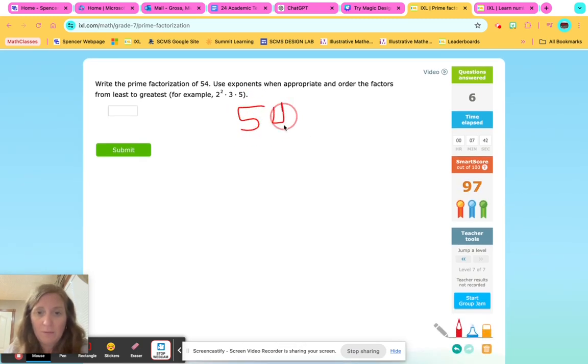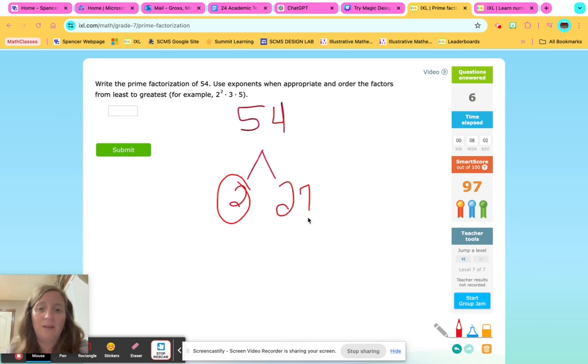54. We're going to break 54 down. We know it's even. I automatically go ahead and do the 2. It just makes it easier. 2 times 25 is 50, so this would be 2 times 27, because 2 times 2 is 4. So 2 times 27 is 54. We know that the 2 is prime.